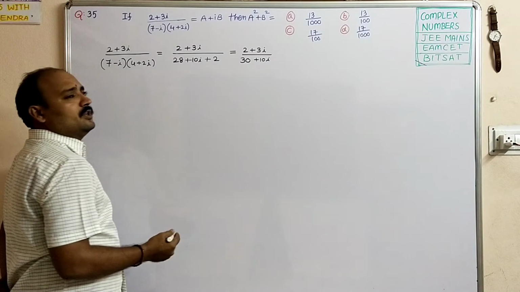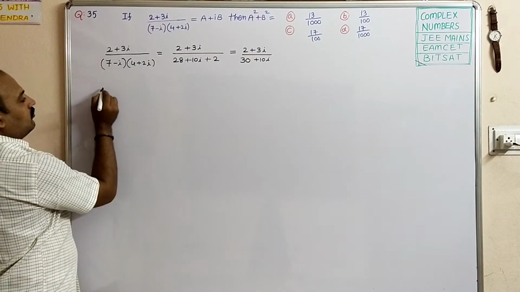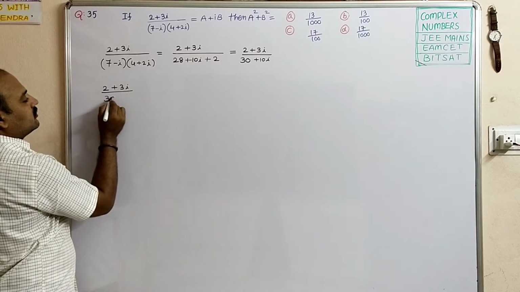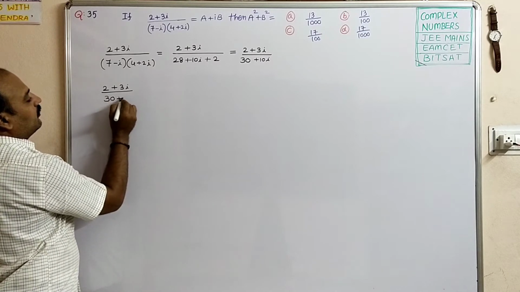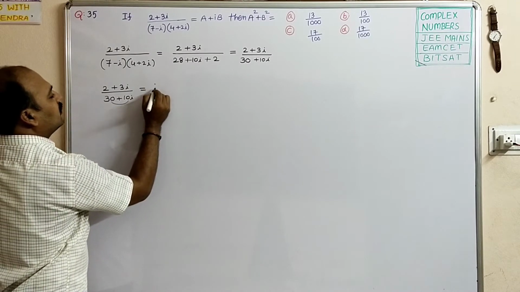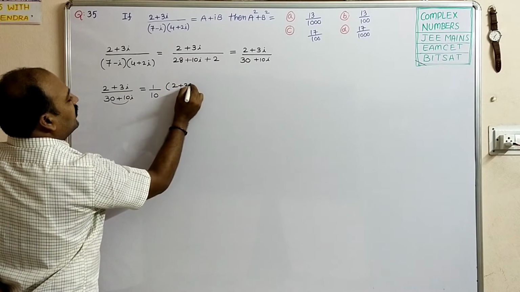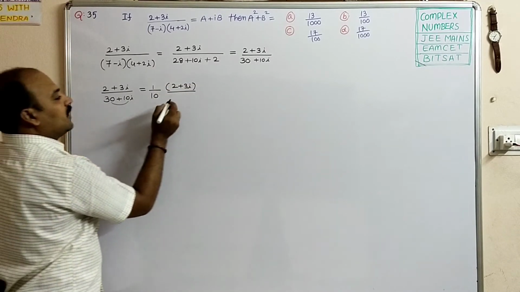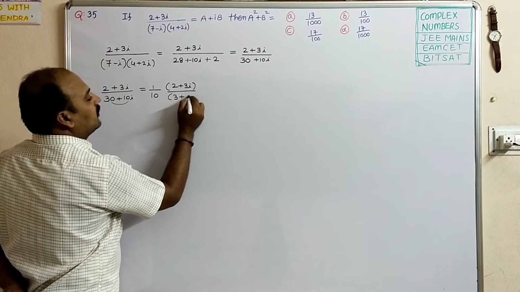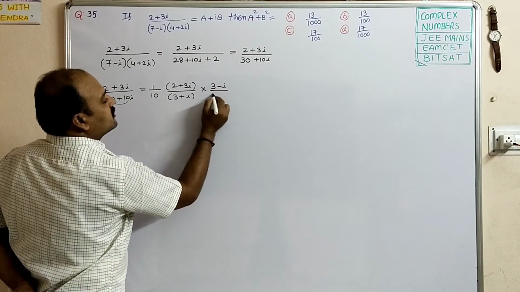Now what I am going to do is rationalizing. See, 2 plus 3i divided by 30 plus 10i, that also can be written as, from these two 10 take common, 1 by 10, numerator is 2 plus 3i, the denominator it will become 3 plus i, 3 plus i. So complex conjugate, multiplying and dividing by 3 minus i.